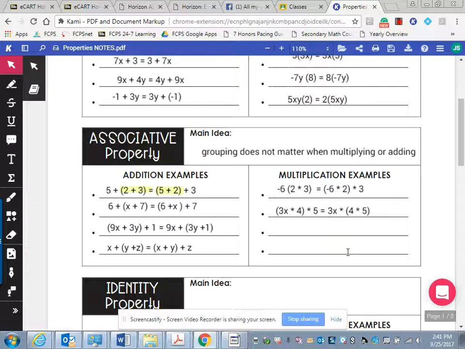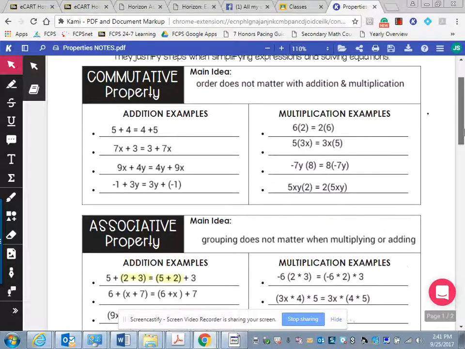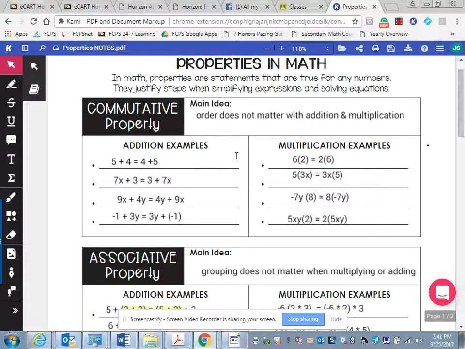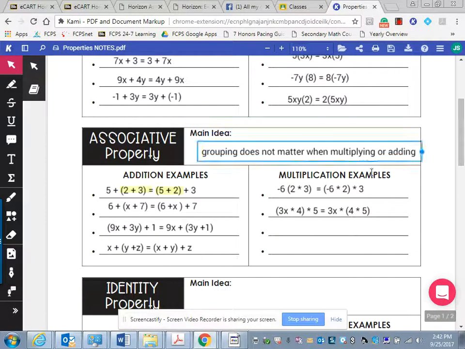Once again, this is Math with Mr. Samuels, and today we talked about the commutative property, which means the order does not matter with addition and multiplication, and the associative property. Grouping or regrouping does not matter when we multiply or add.